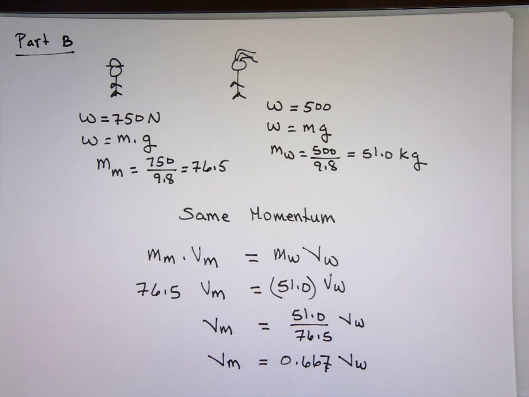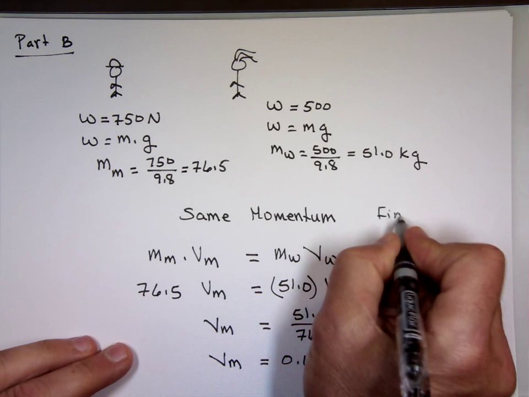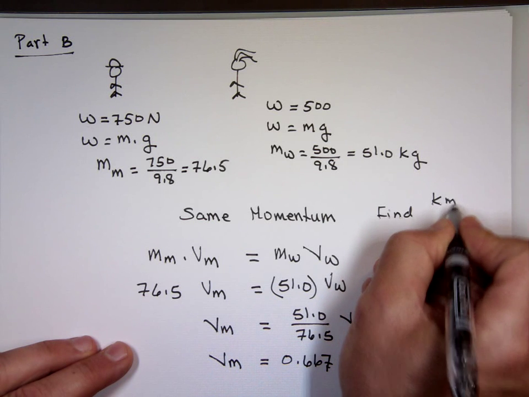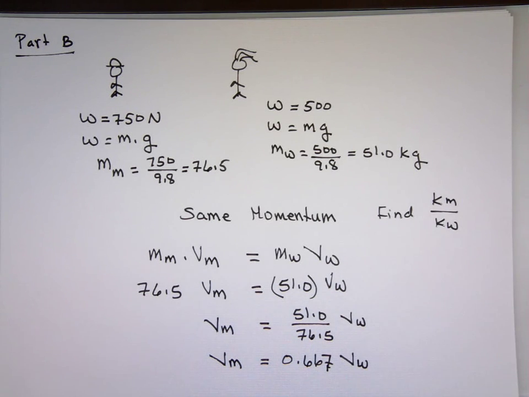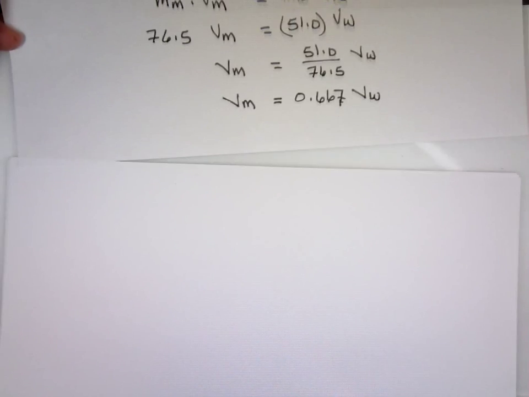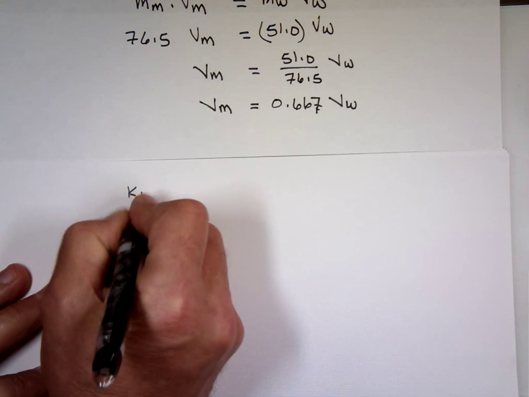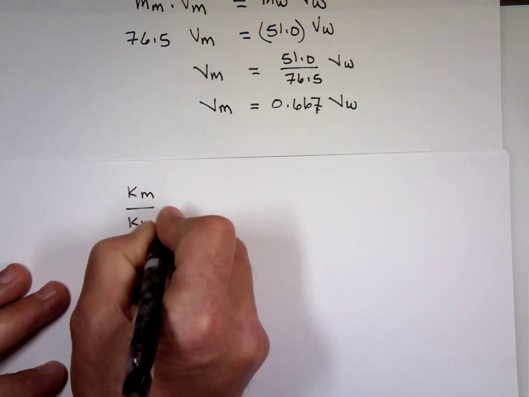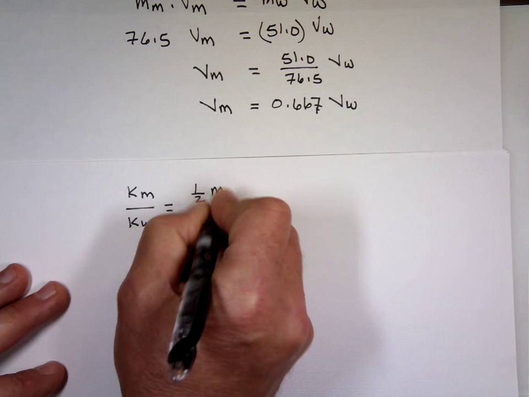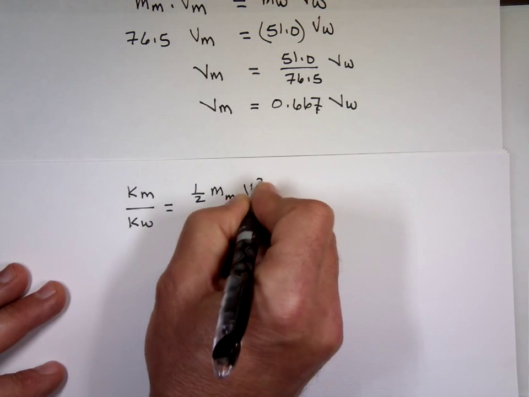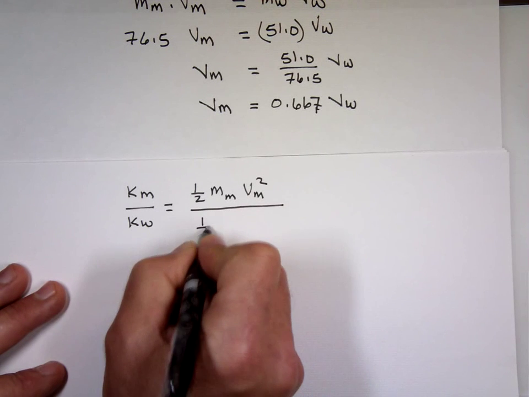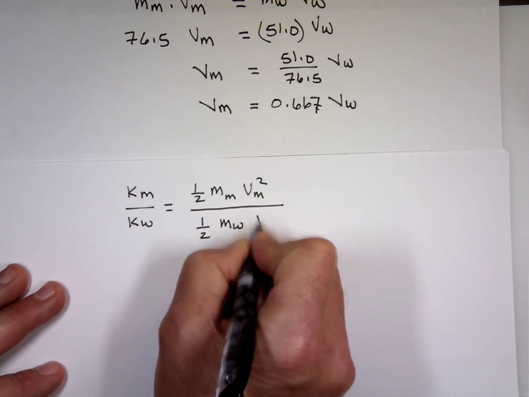Now the question here is not finding the ratio of velocities. The question, what is the ratio of their kinetic energy? So the question was, find the kinetic energy of the man in relation to the kinetic energy of the woman. So let's see. The kinetic energy of the man to the kinetic energy of the woman. Kinetic energy is 1/2 the mass of the man times the velocity of the man squared. The woman, 1/2 the mass of the woman times the velocity of the woman squared.